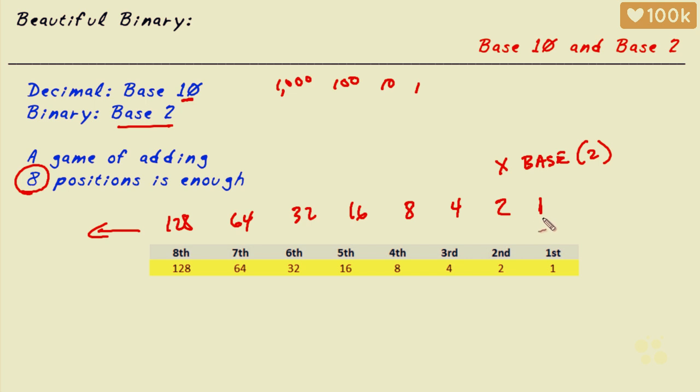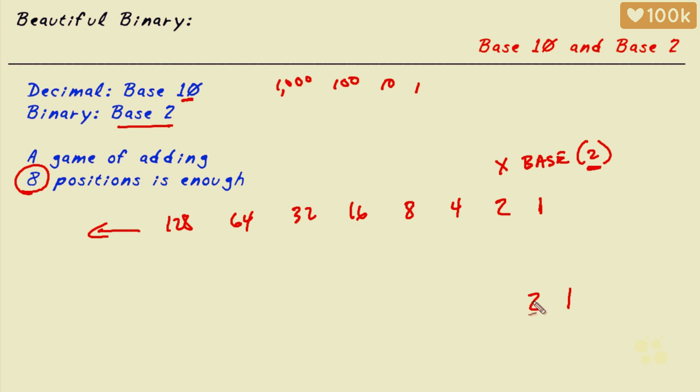I want you to write out these value positions for binary. And again, the way to do it is you start on the right with a number 1, and then you simply take that number and multiply it by the base as you go left. So 1 times 2 is 2, 2 times 2 is 4, 4 times 2 is 8, 8 times 2 is 16, 16 times 2 is 32, 32 times 2 is 64, and 64 times 2 is 128.